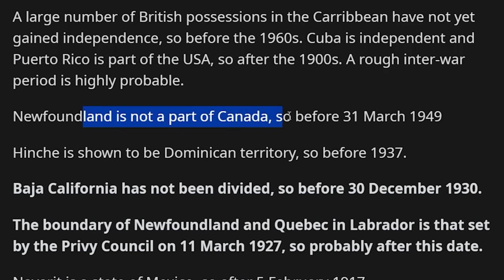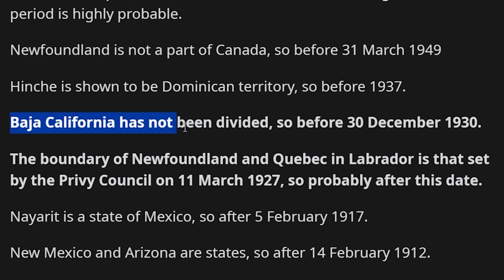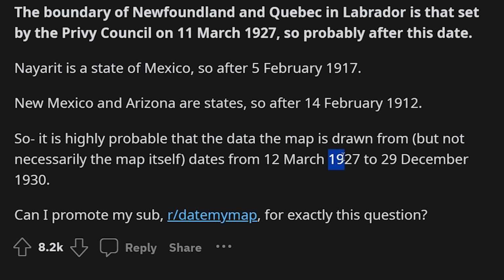Newfoundland is not part of Canada, so before the 31st of March 1949. That's crazy. Baja California has not been divided. This is possibly 1927 to 1930. I don't even know if I gave an answer to that. I just threw a range out there, but this is a way more exact range.